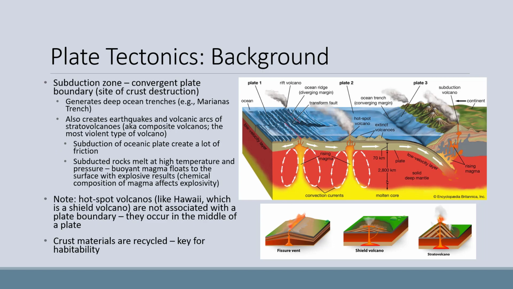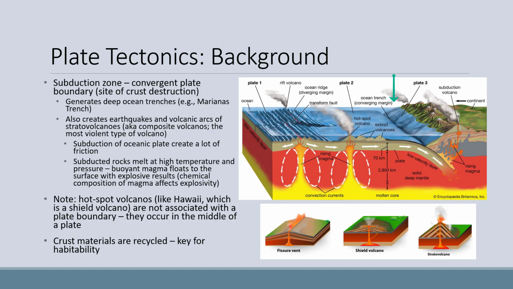If new crust is being made, then it also has to be destroyed somewhere, and that happens at subduction zones. Subduction zones are convergent plate boundaries, and this is the site of crust destruction. Subduction zones generate deep ocean trenches like the Marianas Trench. It also creates earthquakes and volcanic arcs of stratovolcanoes, sometimes called composite volcanoes. These are the most violent type of volcano on Earth.